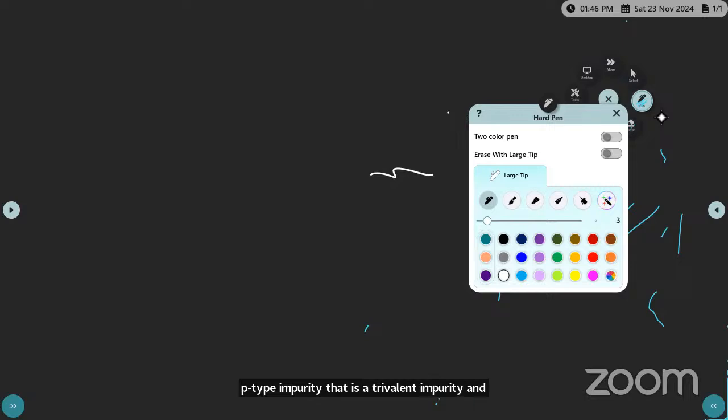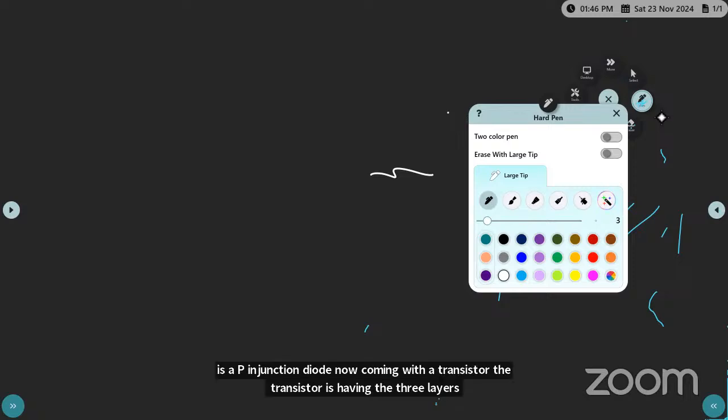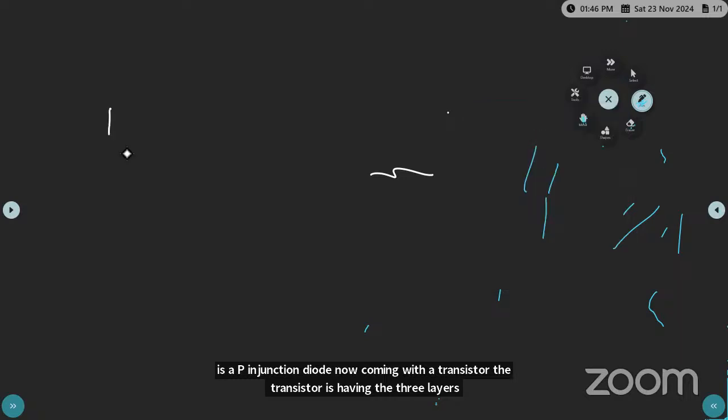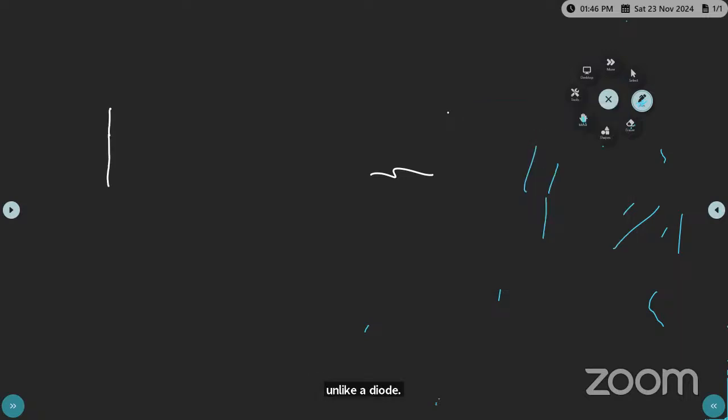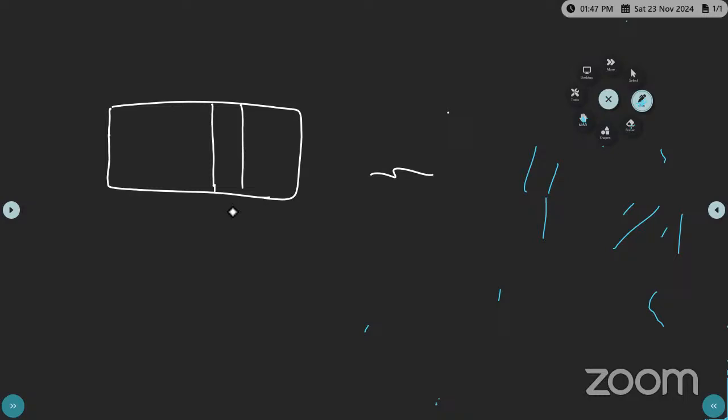Now coming to the transistor, it has 3 layers, unlike a diode. Now here the transistors.